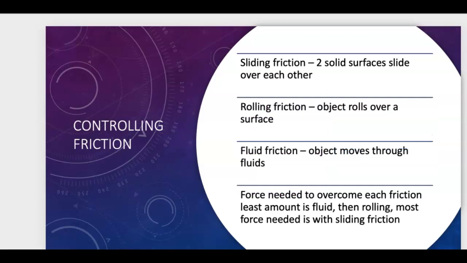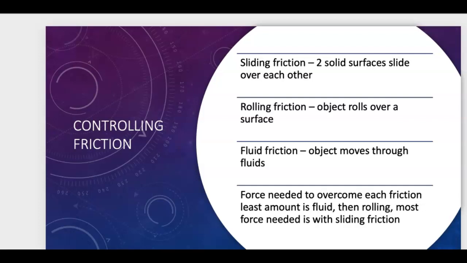Now, there are three types of friction, and this is how we control how much friction we are working against to slow us down. When you have two solid surfaces sliding over each other, that's known as sliding friction. That is the hardest type of friction to overcome.